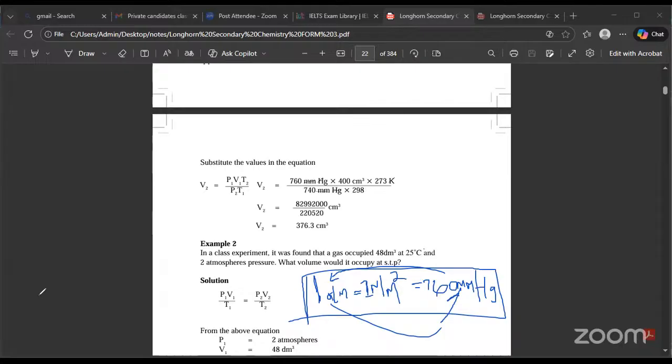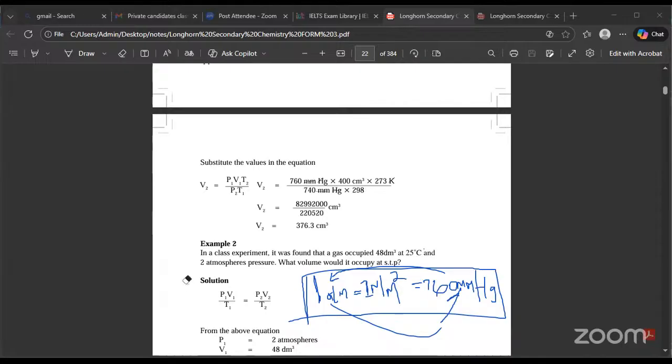Because we already know. Yes, for 760, go back to the one. So we can do both of them, for the sake of taking care of the difference. Do both of them. I've given you this. Remember that one. So 2 atmospheres.